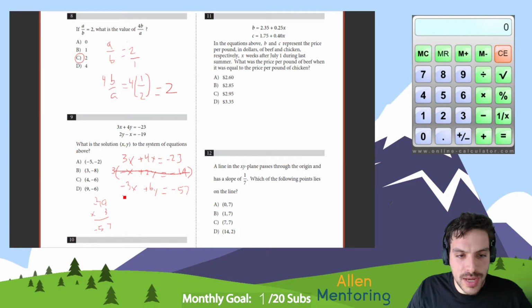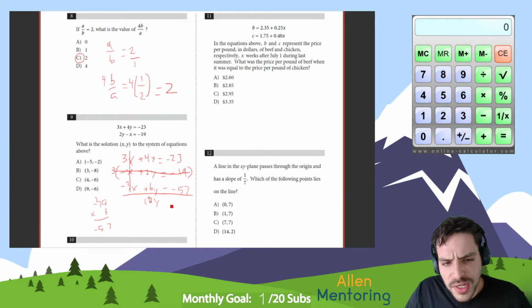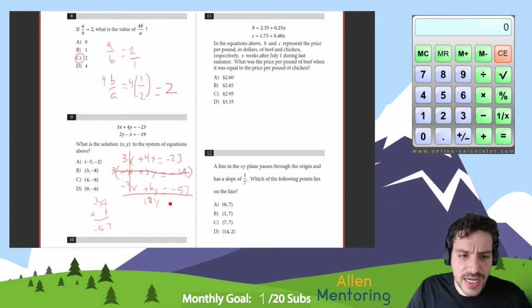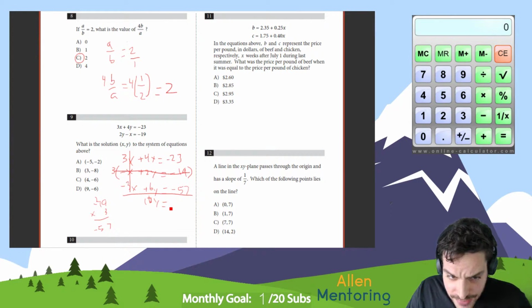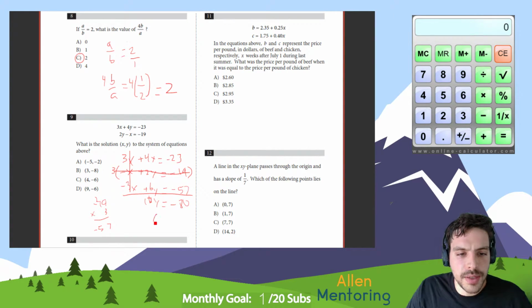So we see that once you add these up together, 3x minus 3x gets canceled out. 4y plus 6y is 10y. That's a 0. And then negative 23 plus negative 57, I believe, is negative 80. Okay. And then if you divide both sides by 10, y is going to be equal to negative 8. Very nice.